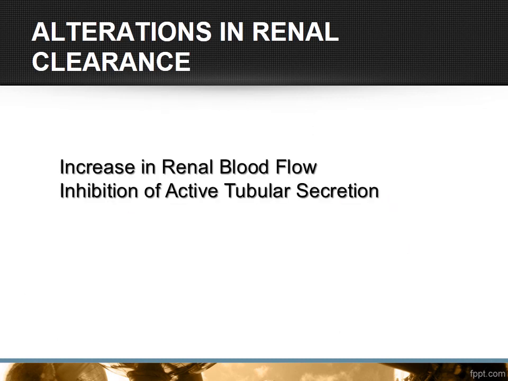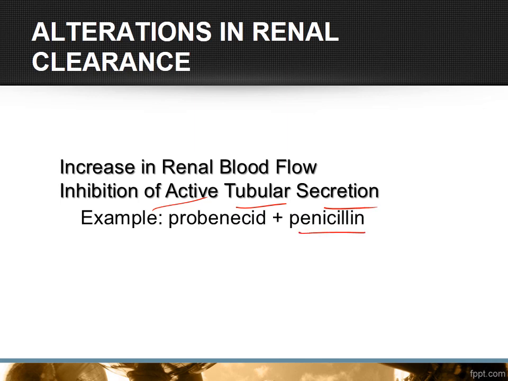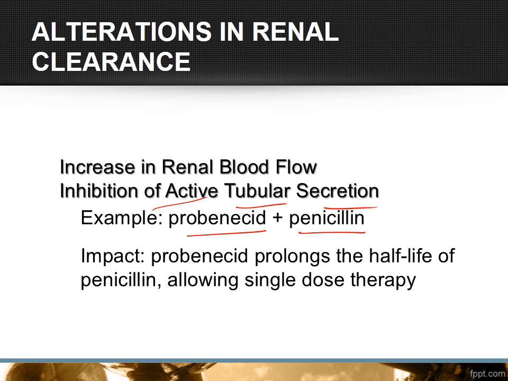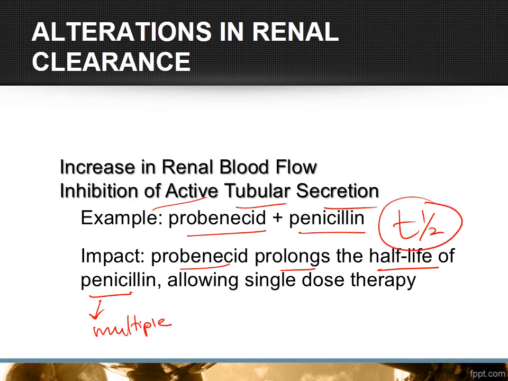So another mechanism of alteration in renal clearance will be the inhibition of active tubular secretion. So for example, when penicillin is taken with probenecid, probenecid can prolong the half-life of penicillin. In conventional therapy penicillin should be given in multiple doses, and because probenecid can prolong the half-life of penicillin, it will allow single dose therapy of penicillin.